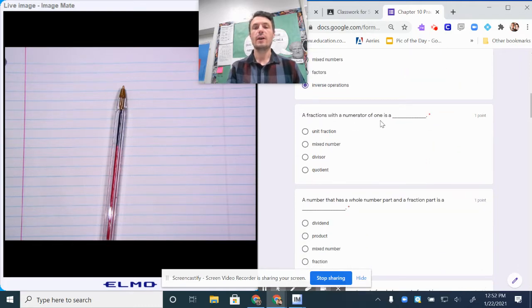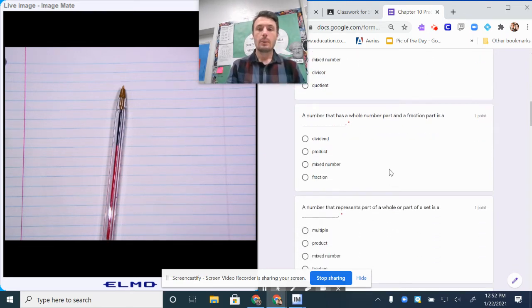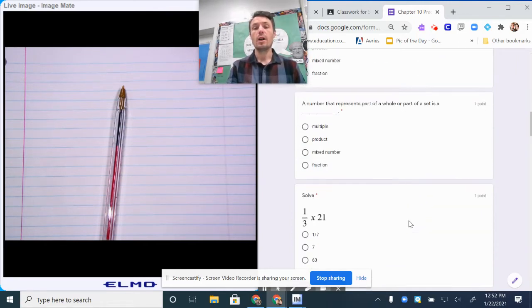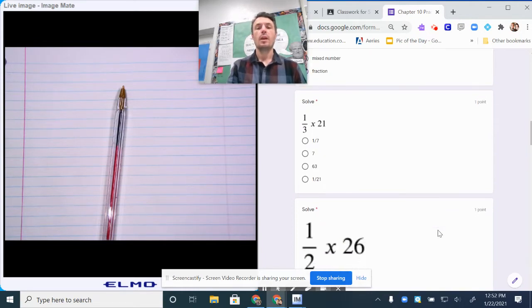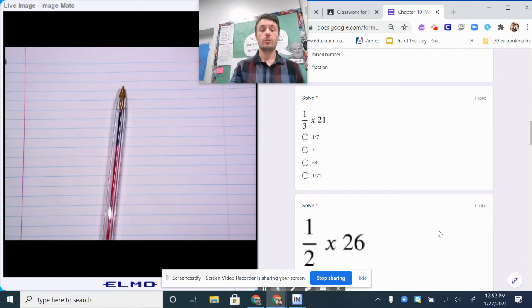A fraction with a number, fraction, I wrote this wrong. By the time you do this, this will probably be fixed. The word shouldn't be there. It should say fractions with a numerator of 1. This whole thing's worded wrong. Anyways, what are fractions called when they have a numerator of 1? They're called unit fractions. A number that has a whole number part and a fraction part is a mixed number. A number that represents part of a whole or part of a set is a fraction. Okay, that's the vocab. And those are the same vocab words you'll be tested on tomorrow for your Chapter 10 test.